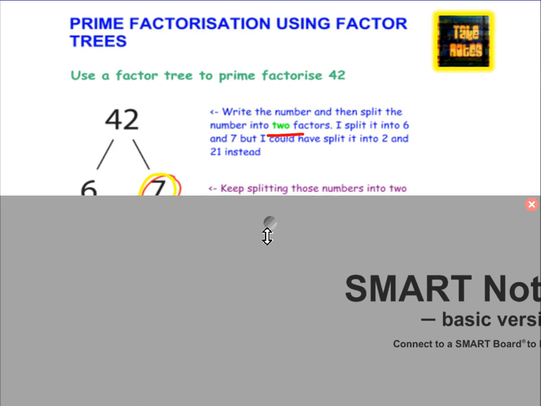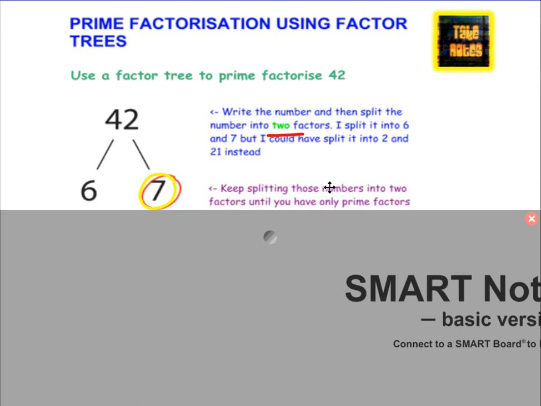So 42: write the number and then split it into two factors. In my example, I split the number 42 into 6 and 7, but I could have split it into 2 and 21, no problem. Just don't split it into 1 and the number itself, and only split it into two factors. Don't split it into more than two factors. It has to be exactly two.